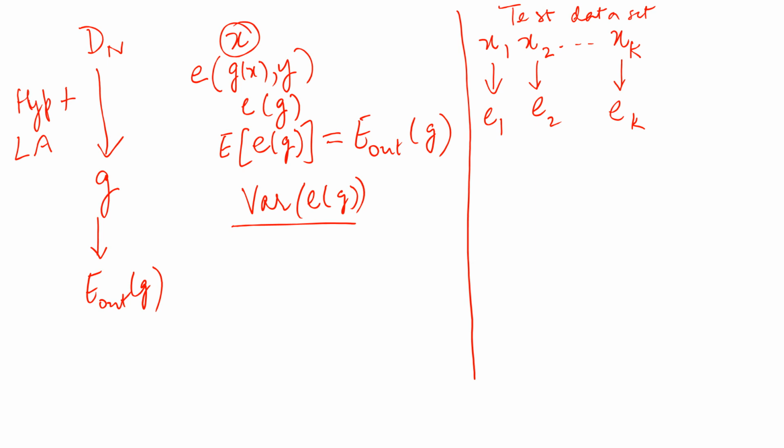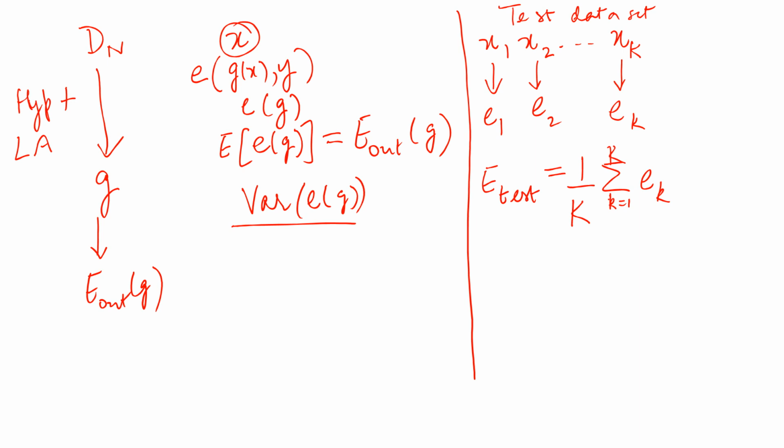This is known as E test. I calculate the average of all these errors that I calculated on each of these points. So the average will be 1 over K times the summation of e_k, where k goes from 1 up to this big K. This is known as the test error, and it is very appealing to use because it can be thought of as an estimate of E out.